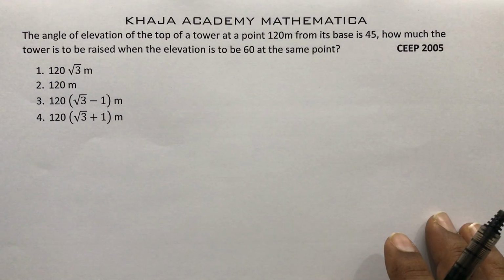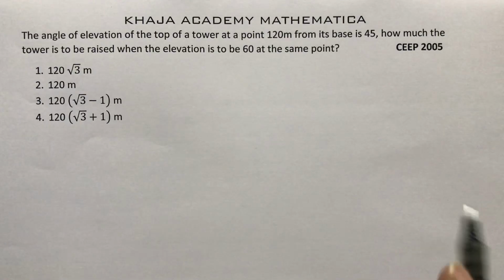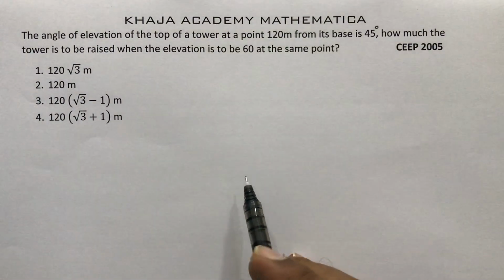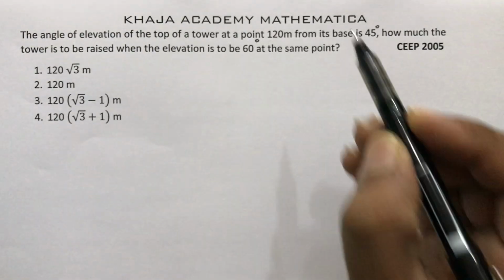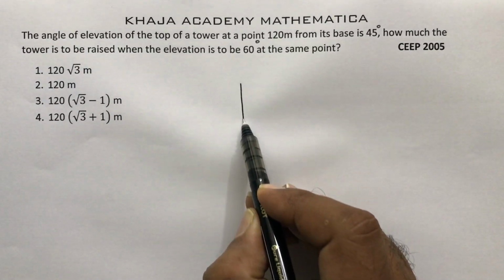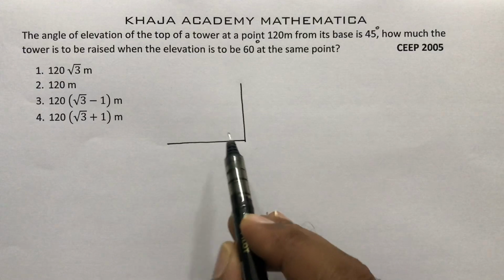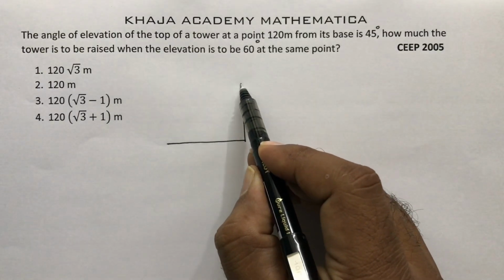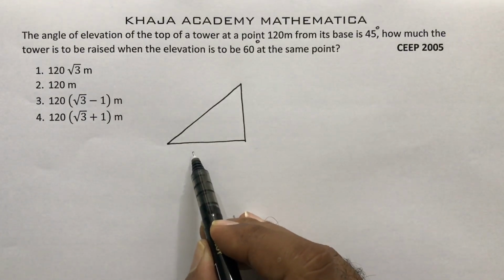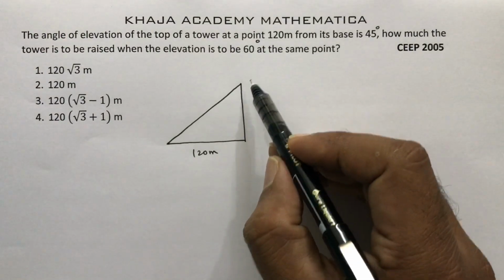The angle of elevation of the top of a tower at a point 120 meters from its base is 45 degrees. How much is the tower to be raised when the elevation is to be 60 degrees at the same point? So here is a tower. The angle of elevation of the top of the tower at a point 120 meters from its base is 45 degrees.